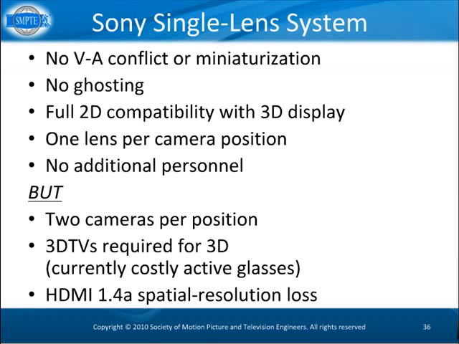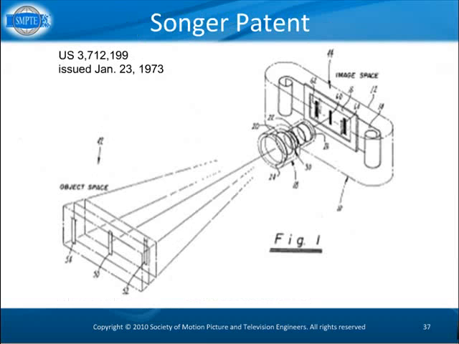And you do still have that spatial resolution loss in HDMI 1.4a. If you're doing 1080i, you're getting only half of the horizontal resolution, and if you're doing 720p, you're getting only half of the vertical resolution. So, is there something else that we can do?